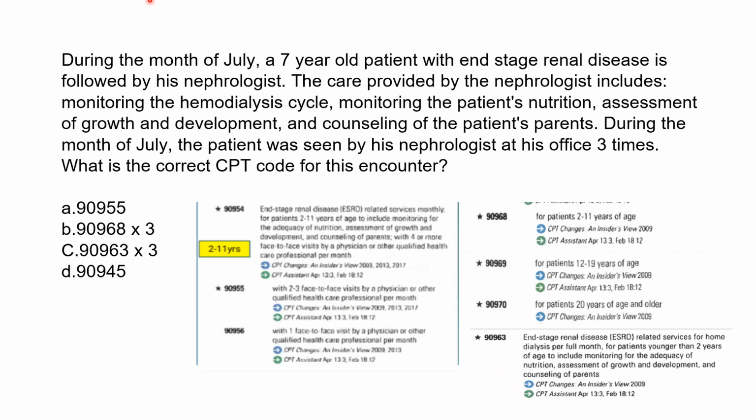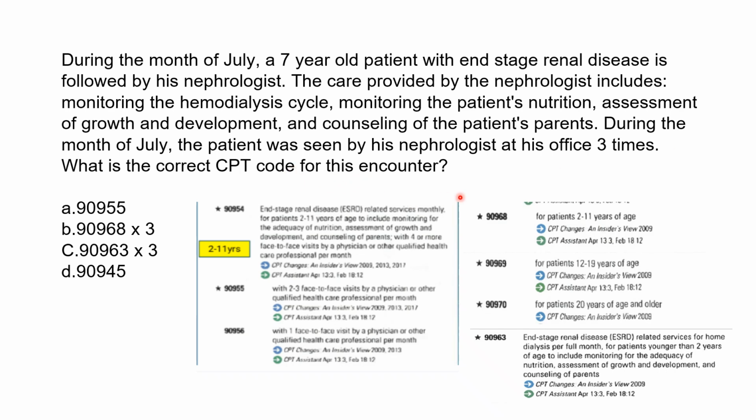So let us take the next example. During the month of July, a 7-year-old patient with end-stage renal disease is followed by his nephrologist. The care provided by the nephrologist includes monitoring the hemodialysis cycle, monitoring the patient's nutrition, assessment of the growth and development, and counseling the patient's parent. During the month of July, the patient was seen by his nephrologist at his office 3 times.